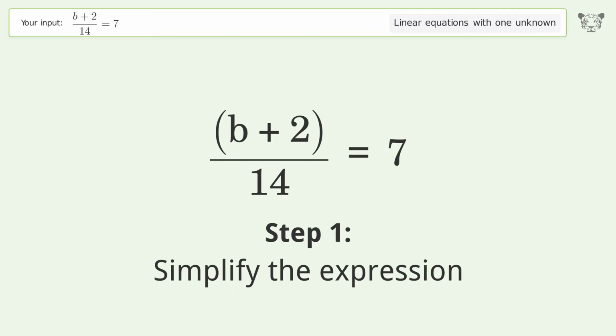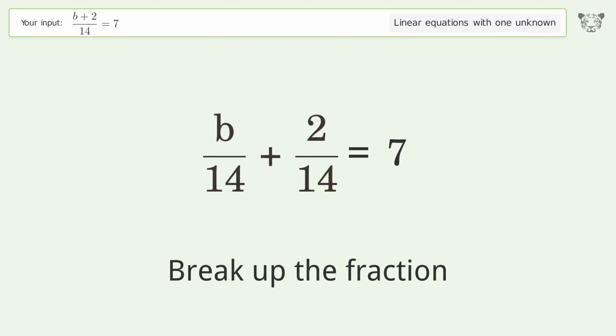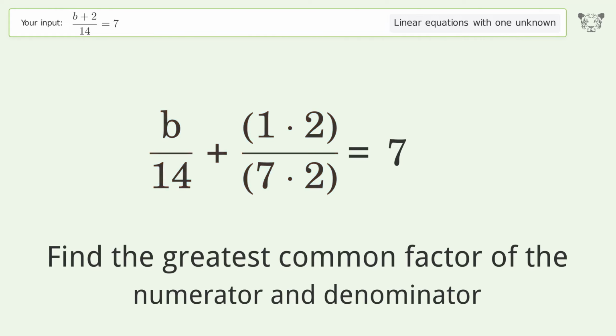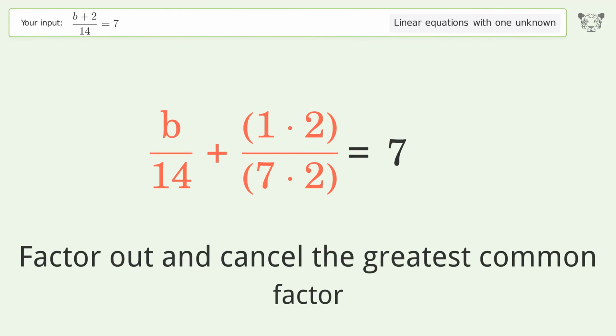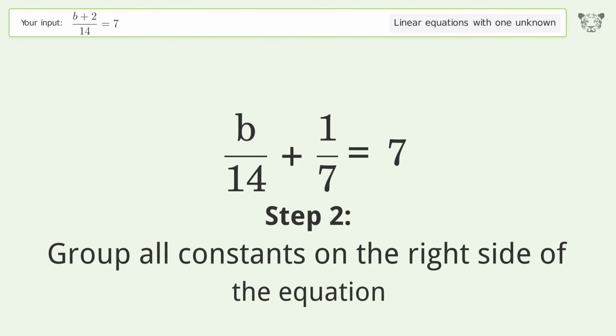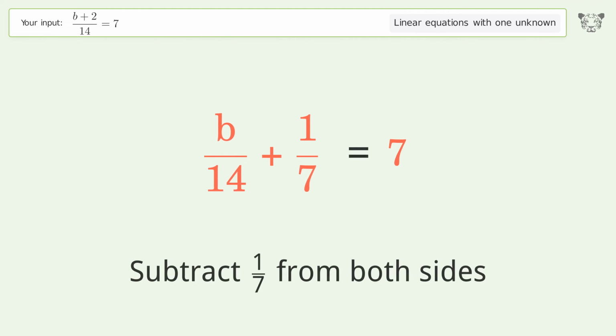Simplify the expression. Break up the fraction. Find the greatest common factor of the numerator and denominator. Factor out and cancel the greatest common factor. Group all constants on the right side of the equation. Subtract 1/7 from both sides.